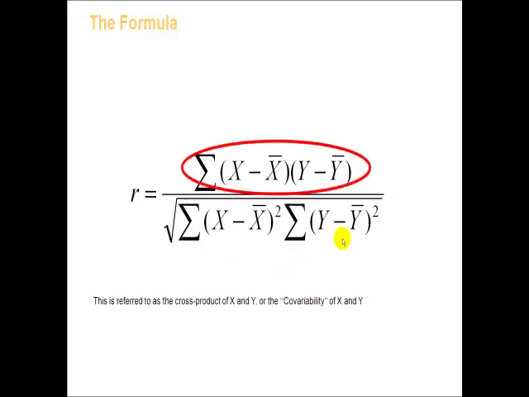On the top part, we have the cross product of x and y, which is a very fancy way of saying the covariability of x and y. So as you can see, it's the sum of each x minus the mean times each y minus the mean, and you add all that stuff up. Again, you don't actually have to do the math. I'm trying to illustrate for you so you can understand the sort of thinking behind it. When we do regression, it's actually a lot of the same formula, only with a few other elements added in.